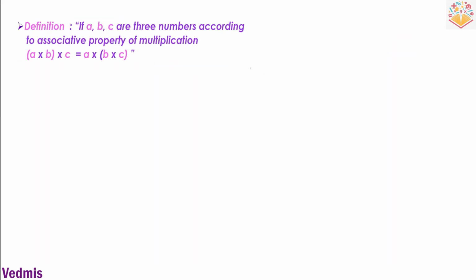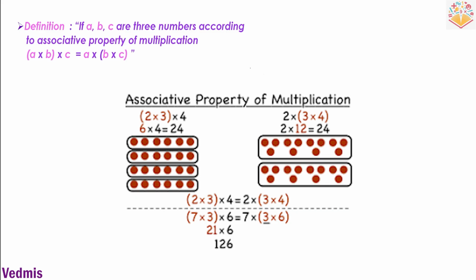Let us define it. If A, B, C are three numbers, according to the associative property of multiplication, A into B grouped, into C kept outside, is equal to A kept outside into B into C. Observe the regrouping. You can clearly understand by the dots picture here.